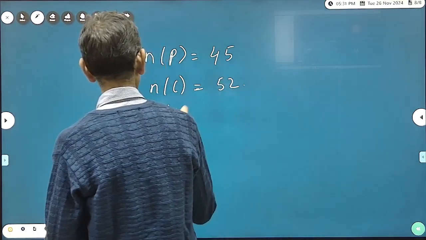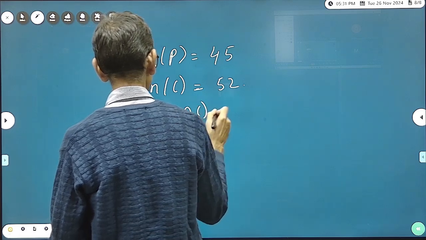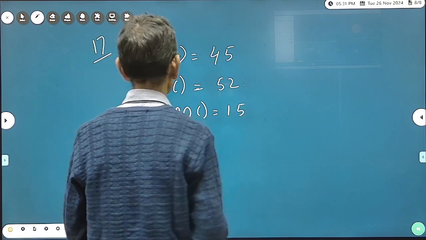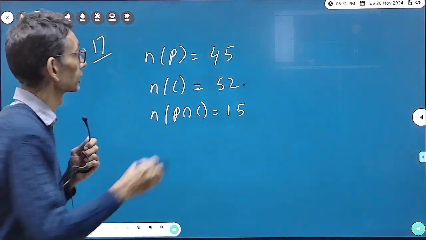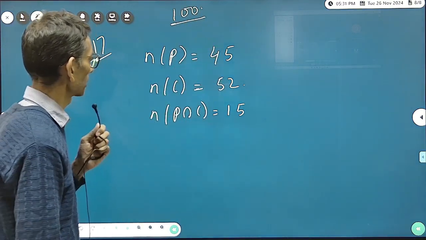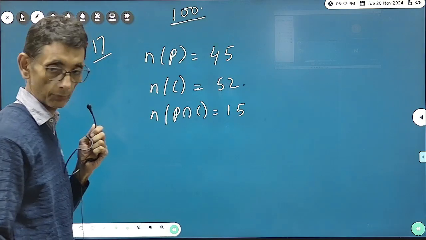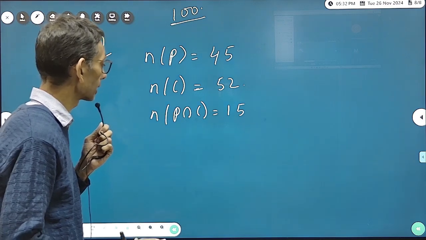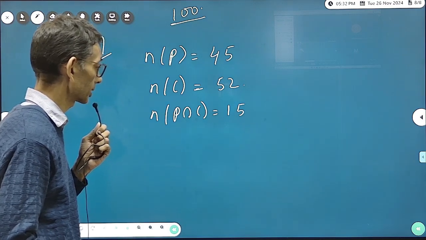And physics intersection chemistry is 15. So what is given? In 100 students, total number of students is 100. Number of students who read physics is 45. Number of students who read chemistry is 52. Number of students who read both physics and chemistry is 15.